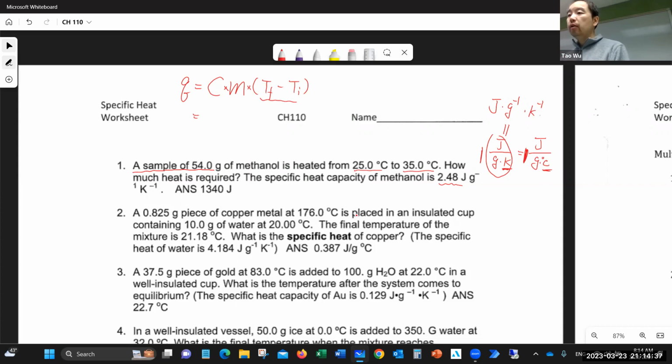Now you can see the specific heat we got is 2.48, in joule per gram per Kelvin, and you multiply by the mass. The mass must be in gram. If the mass is given in kilogram, then you need to change that unit, because the unit for specific heat is per gram. So this is times 54.0 gram.